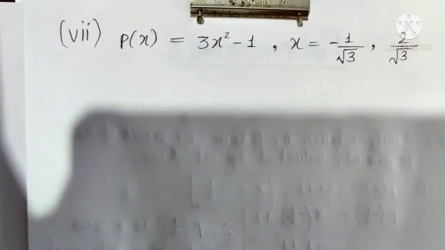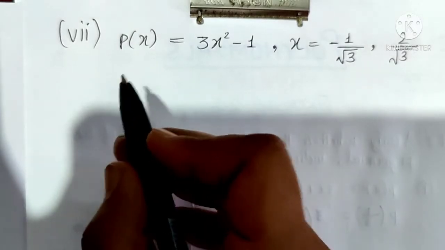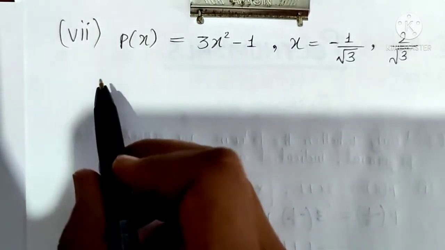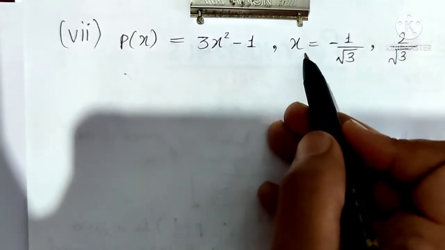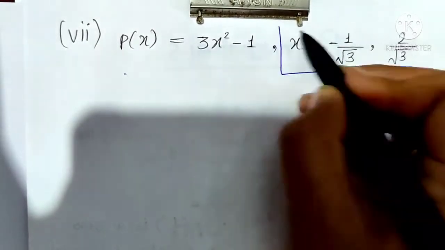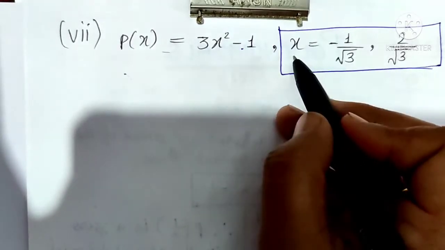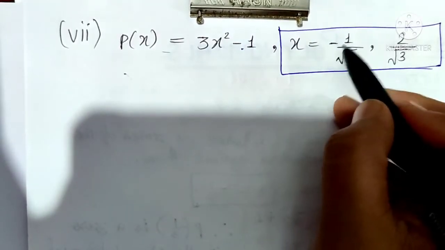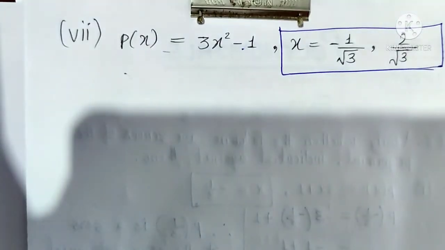Okay, so here we have done our third part also. Now I am skipping parts 4th, 5th and 6th because you will do them by yourself. Now I am moving towards the 7th part, that is p(x) equals 3x square minus 1, x equals minus 1 upon root 3, 2 upon root 3. Here the equation is given, 3x square minus 1, and two values of x are given. First we'll put minus 1 upon root 3, then 2 upon root 3, and we will check whether the given answer comes or not.